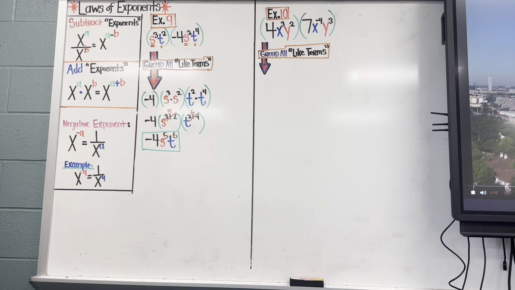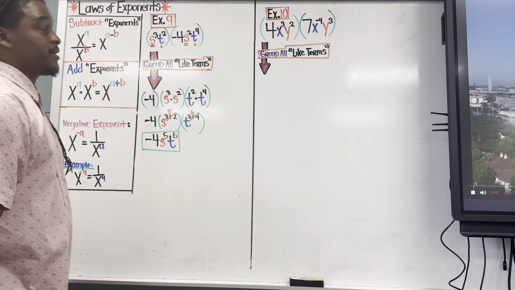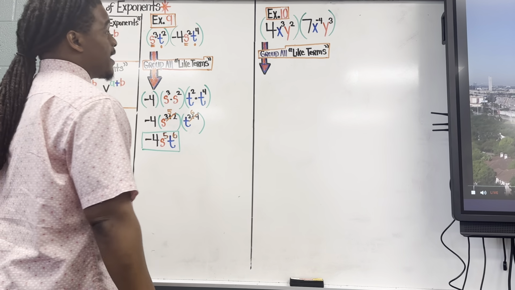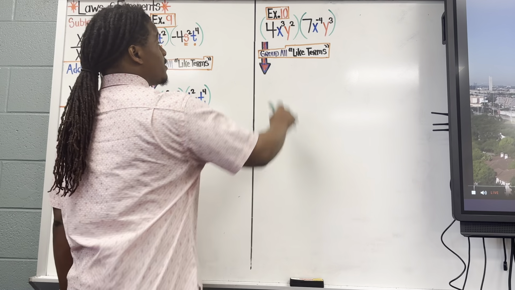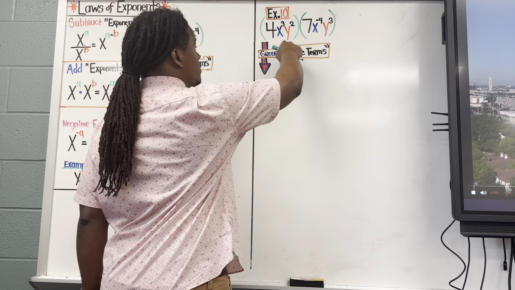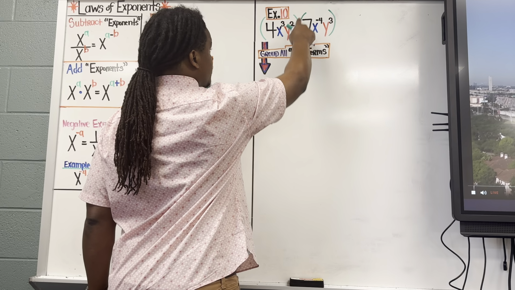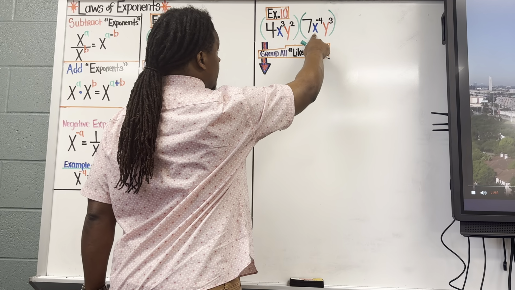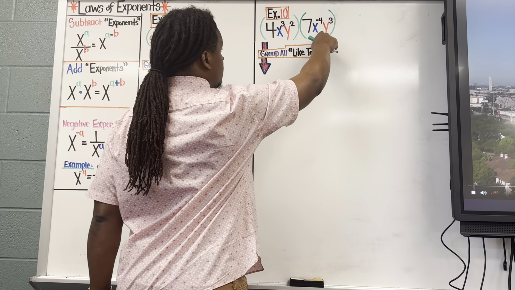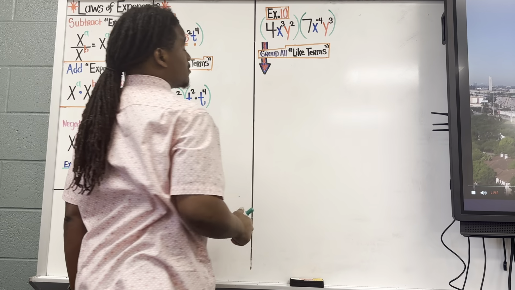Okay, that's going to be our final answer. Now, let's try this example, guys. Example 10, which I have parentheses 4 times x to the third power times y to the second power, parentheses close, times parentheses 7x to the negative fourth power times y to the third power, okay?